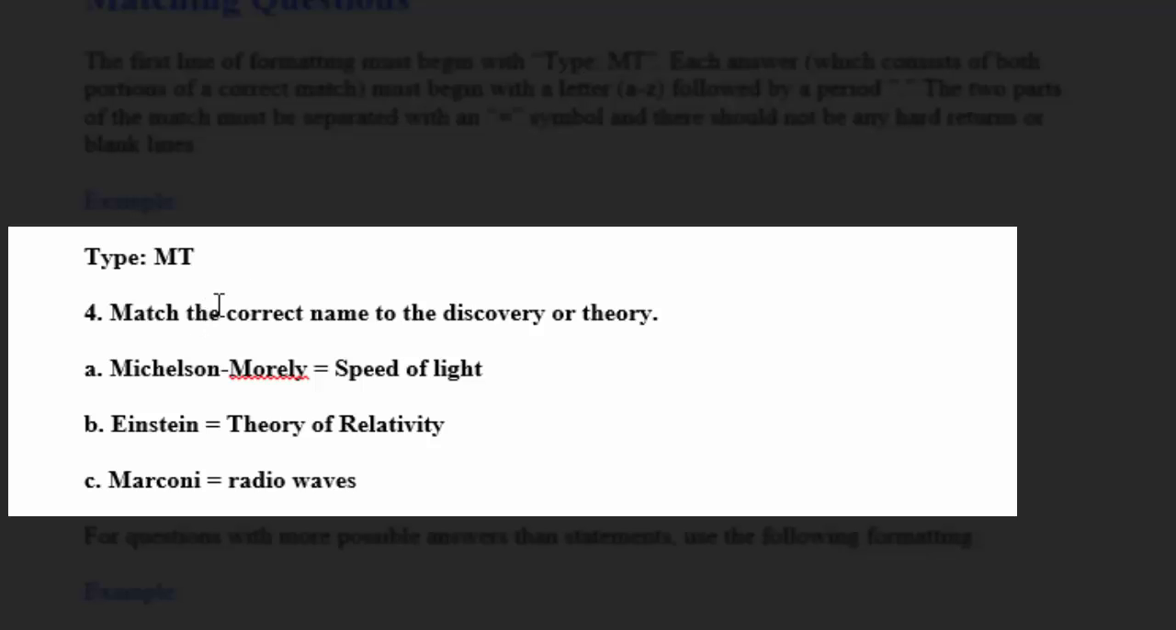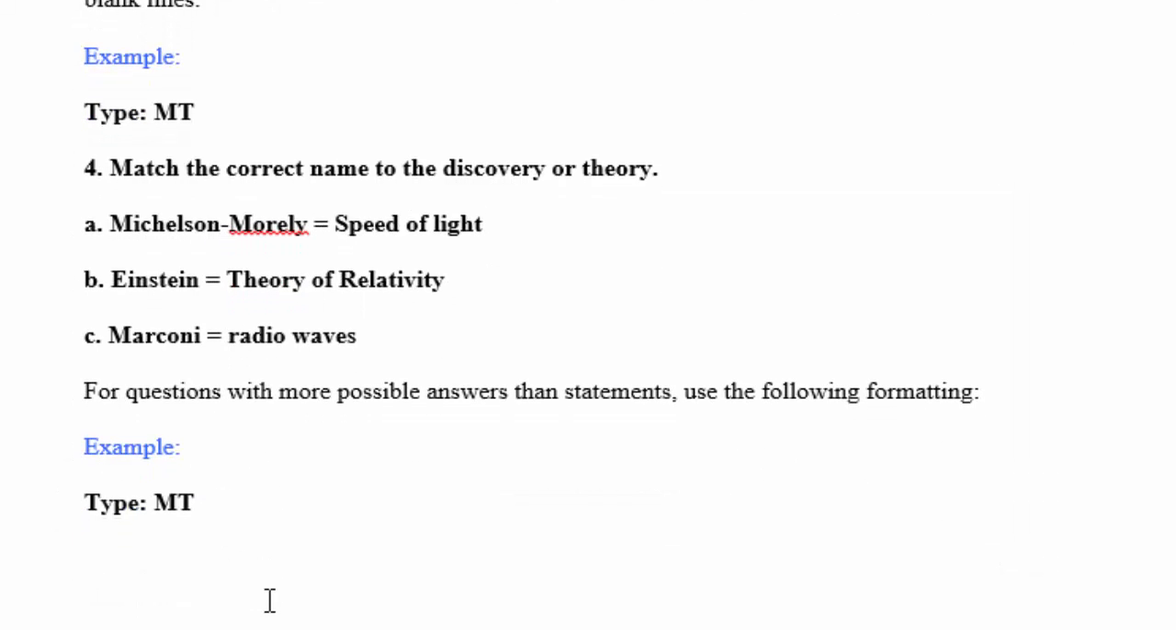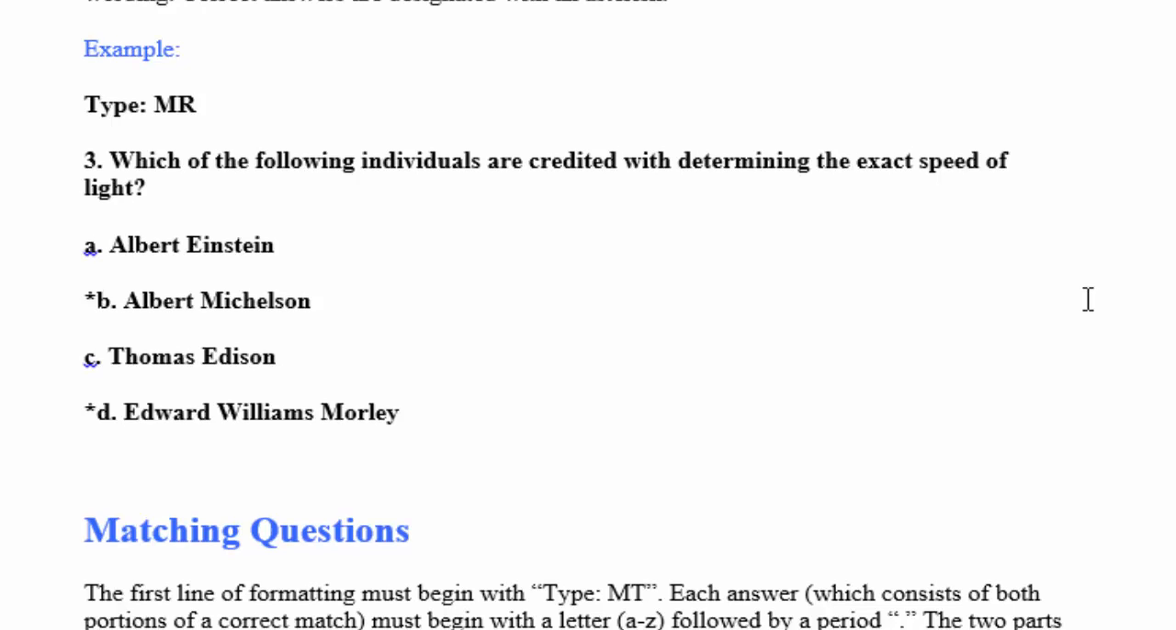So here we have our question, match the correct name to the discovery or theory. You click enter once and you type out your choices. Here I have choice A, B, and C, which would make up the left-hand column, which consists of names. On the other side, you'll have their theories or discoveries with the equal sign. Respondus will mix them up as needed in the matching question, and there's no need to indicate the correct answer there. Now that's the basics of formatting for Respondus.